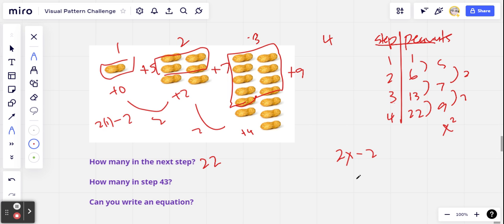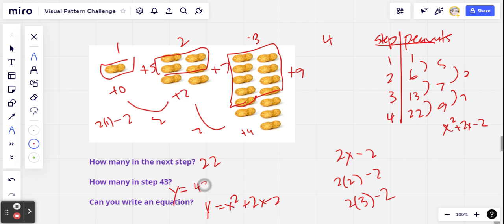So let's try that in step 2. In step 2, it would be 2 times 2 minus 2. 4 minus 2 is 2. That's how many are left over there. How about in step 3? 2 times 3 minus 2. 2 times 3 is 6 minus 2 is 4. That's how many are left over there. So we've got our squared part, and then we add in 2x, but then we subtract another 2. So that is not an easy equation to get to. But now that we've got it, y equals x squared plus 2x minus 2, it's pretty easy to get the number in step 43. We're just going to plug in 43 for x.